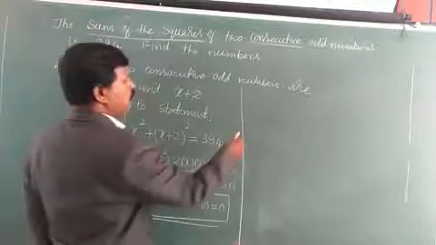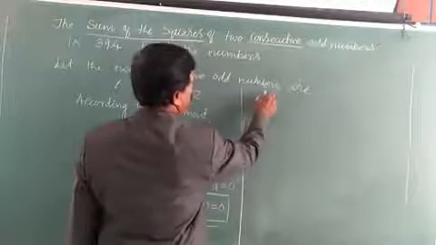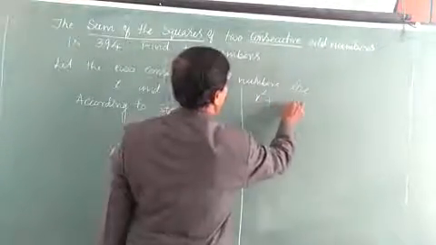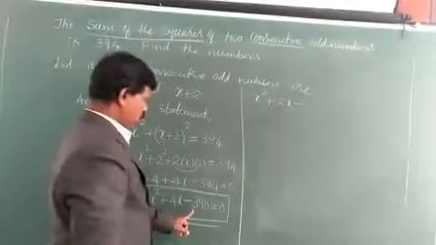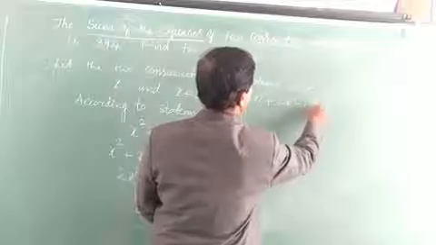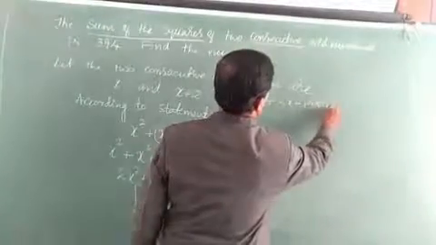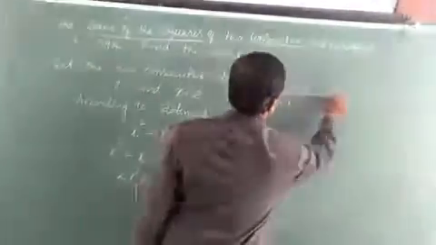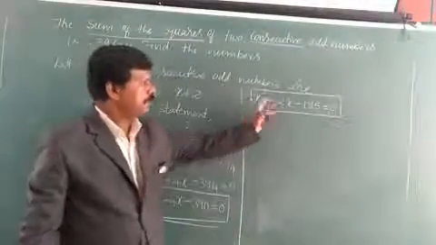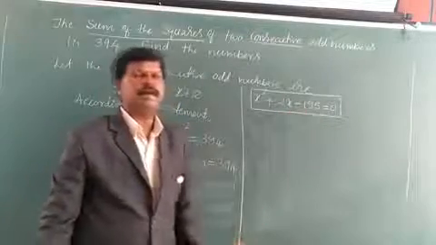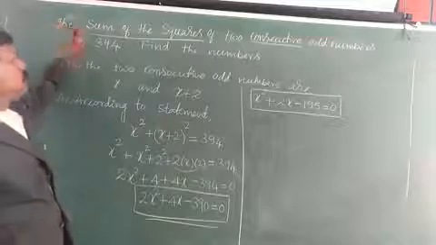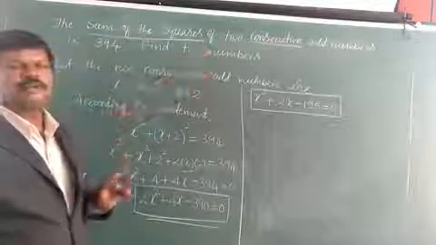So when you take a 2 common or divide by 2, we get x square plus 2x minus, so 2 1s are 2, 1, 2 9s are 18, 1, 2 5s are 10 equals 0. So here is the simplified quadratic equation: x square plus 2x minus 195 equals 0. Understood? Now see that the sum of the squares of two consecutive numbers.